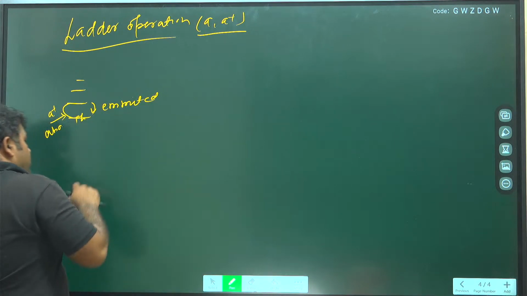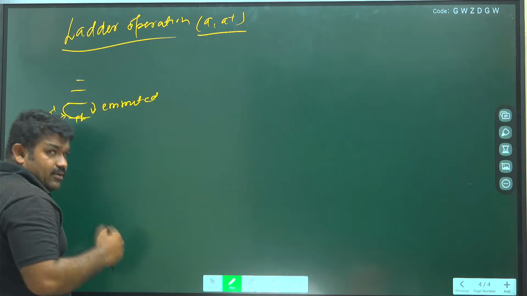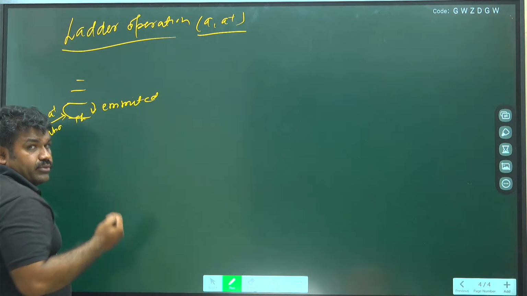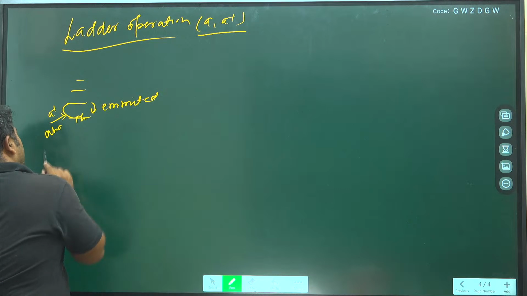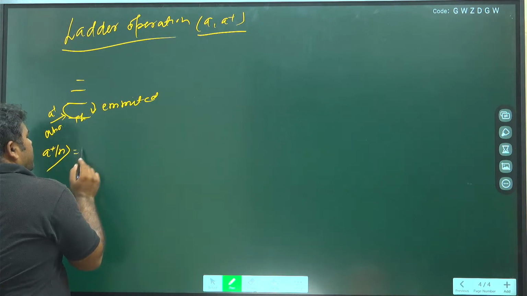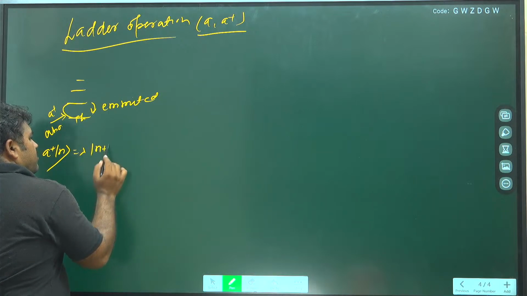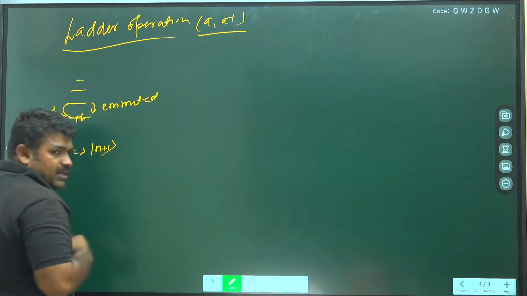Yes or no? If we need to increase the state, we can use the A dagger operator, or creation operator. If we need to decrease the state, we can use the annihilation operator, or A operator. Clear? Meaning, A dagger operating on any state, what happens? We get some eigenvalue, and the state increases by 1 unit. Meaning it will go to the next level.